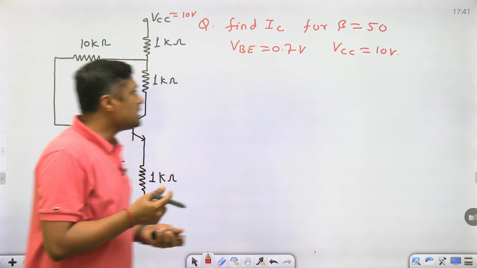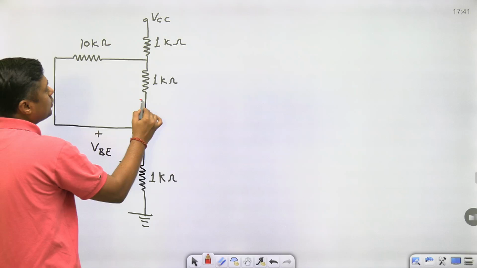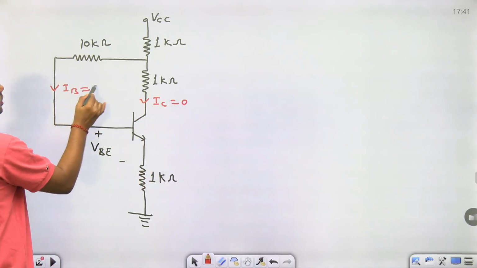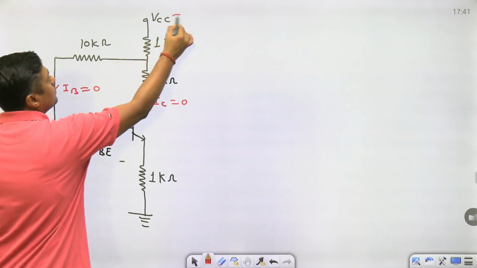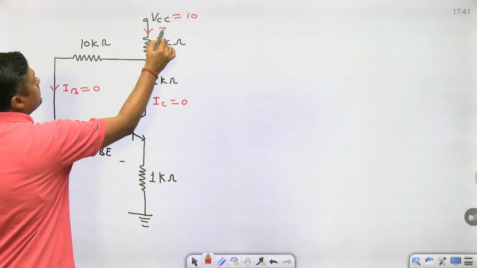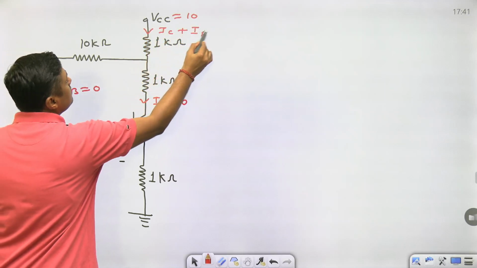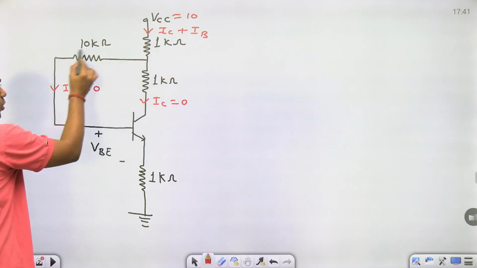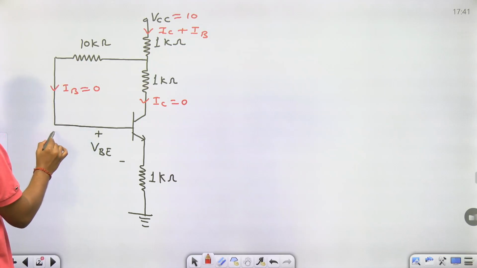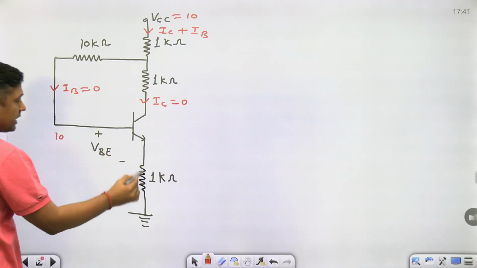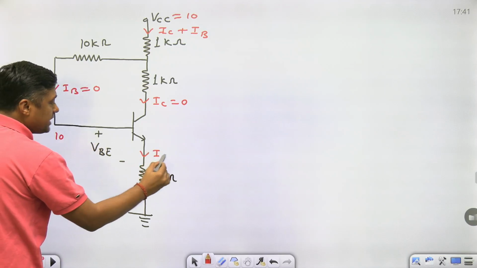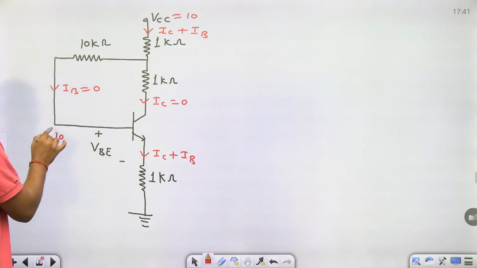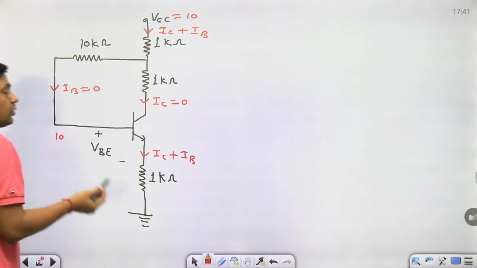So how else can you judge? Suppose it is in cutoff, then what is the value of IC? 0. What is the value of IB? 0. So what is the current here? 0. This current is IC plus IB, which will become 0 because it is in cutoff. So here it is 10 volt, there is no drop across this resistor. So what is the voltage at this point? 10 volt. And what is the current here? 0. This is IC plus IB, this is also 0. So all the currents are 0, and that's why the voltage is 10 volt, and that is greater than 0.7 volt.